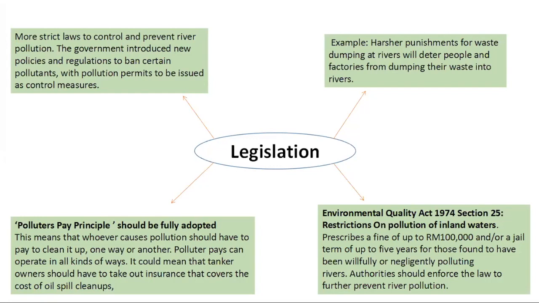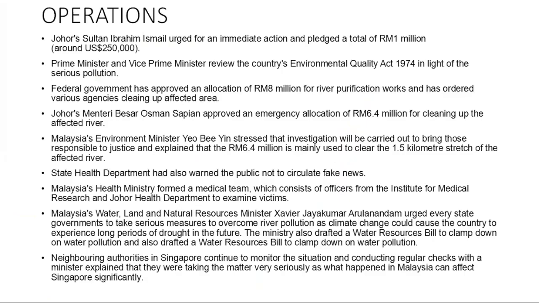And also polluter pays operates in all kinds of ways, which means that the tanker owner should take out insurance that covers the cost of spill cleanups. So from the operation, which we can see from the Kim Kim River toxic pollution, Sultan Ibrahim, Sultan of Johor, urged immediate action and pledged a total of 1 million.